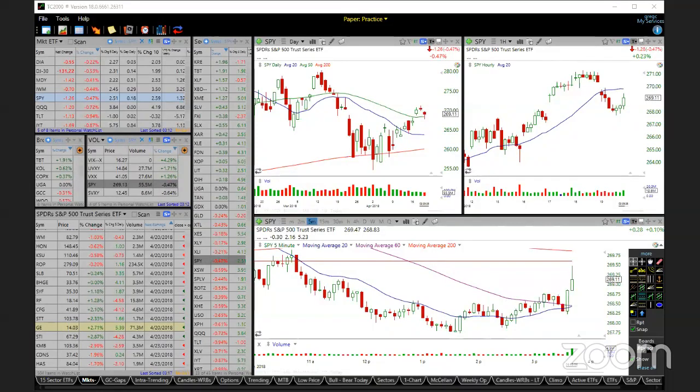Yeah, Snap, we got to keep an eye on it. Wow, Twitter was sure volatile today. Wow. But it's coming out of its 15-minute base.